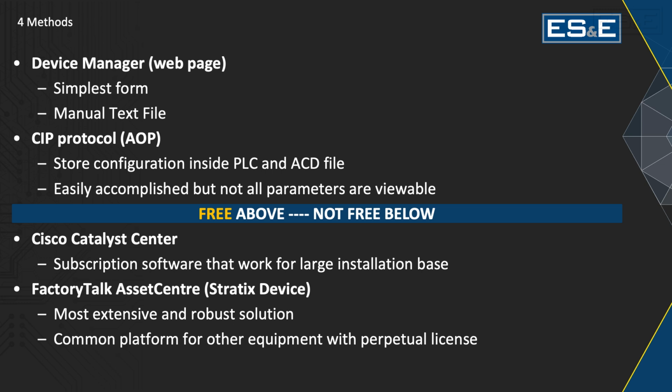And next, the next ones we'll talk about, anything below the blue line has a cost associated with it. So everything we talked about so far is free. The next one down will be the Cisco Catalyst Center. If you guys have been around for a while, you may remember that as Cisco DNA. That's Cisco's switch management software solution. It is subscription-based, which most software vendors have an option for, but with Cisco, it's subscription only for that solution. And then the next one we'll talk about is FactoryTalk AssetCentre.